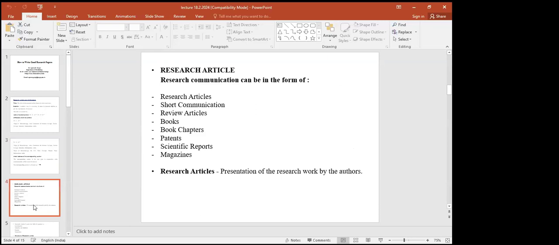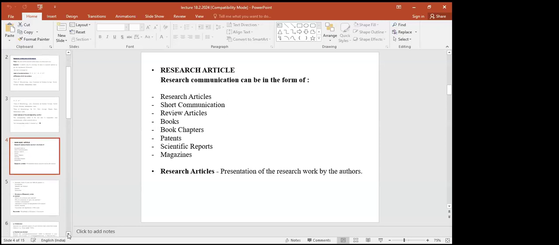Now, research article, whenever you want to communicate any publication, because just doing the work is not important. You also need to communicate your research work. Otherwise, whatever work is there will not be known to the people. And the work should also be important to the society. So there are different ways you can communicate your research work: research articles, short communications, review articles, books, book chapters, patents, some scientific reports, or some magazines also. So these are the ways by which a person can communicate his research work.